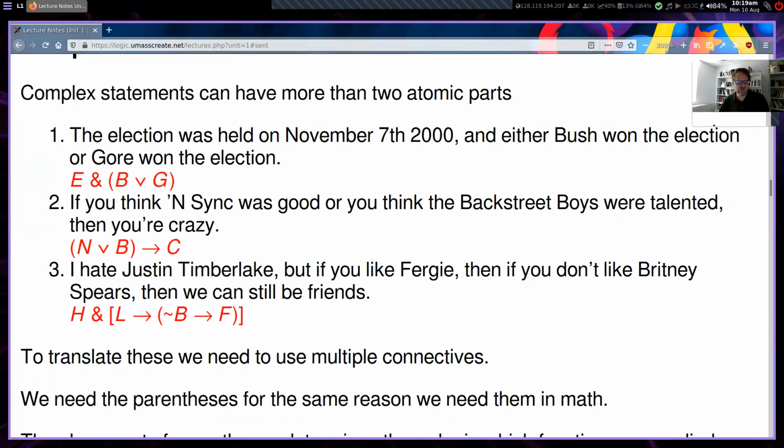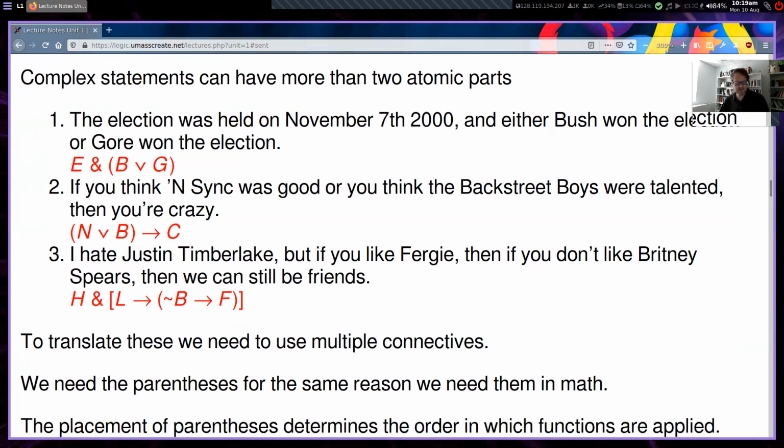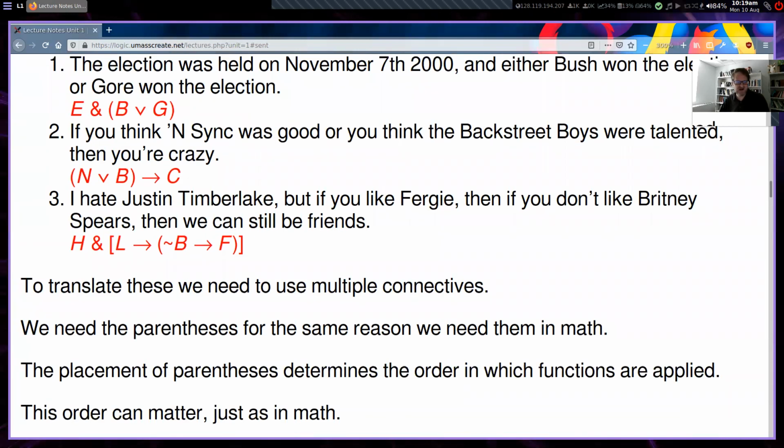I can also say this: if you think NSYNC was good or you think the Backstreet Boys were talented, then you're crazy. If, in parentheses, N or B, N represents you think NSYNC was good, B represents you think the Backstreet Boys were talented. If either of those, then C, where C means you're crazy. I hate Justin Timberlake, H, but, that's ampersand, if you like Fergie, that's L. Then, another if, if you don't like Britney Spears, not B, then we can still be friends, F. H and, in brackets, if L, then if not B, then F, right?